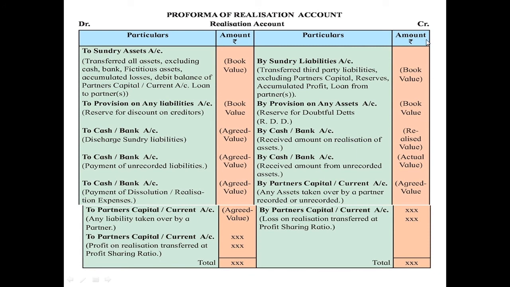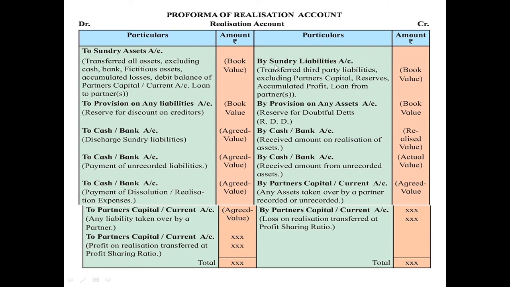If the credit side total of the realization account is higher than the debit side, then the balancing amount is considered as the realization profit, and it is to be divided among all the partners in their profit sharing ratio and transferred to their capital or current account. So this is about the debit side. Now we are going to learn about the credit side.